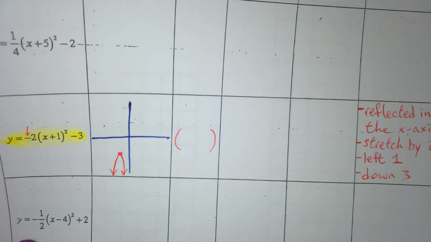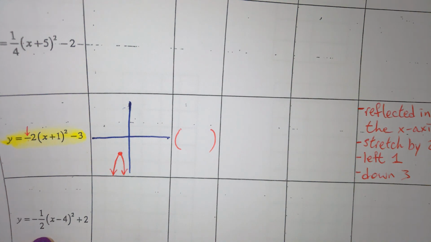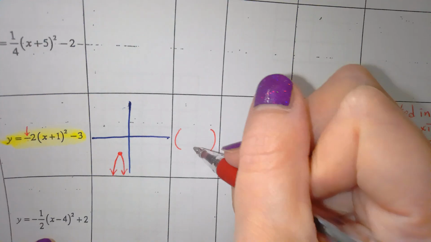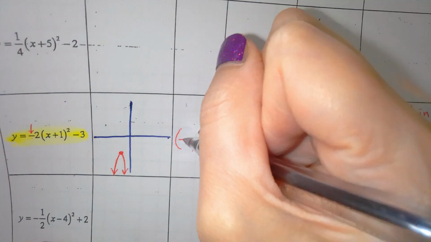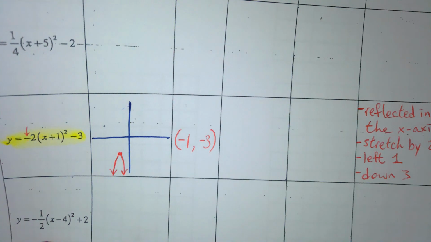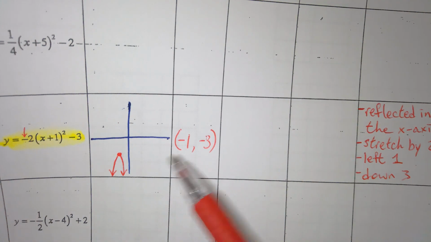Alright, here's the tricky question. What is my vertex? Give them a second. Everyone should be thinking. What is the vertex? I saw Gavin's hand up first. What is it, Gavin? Good job. Okay, how do you know it's -1, -3?